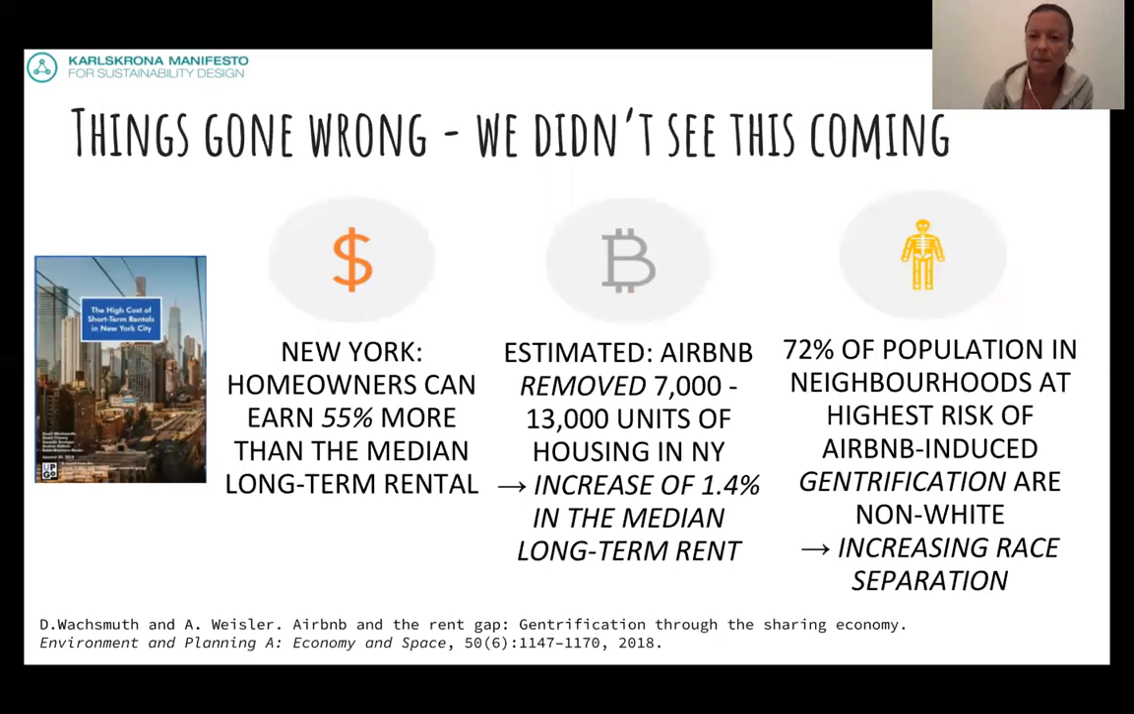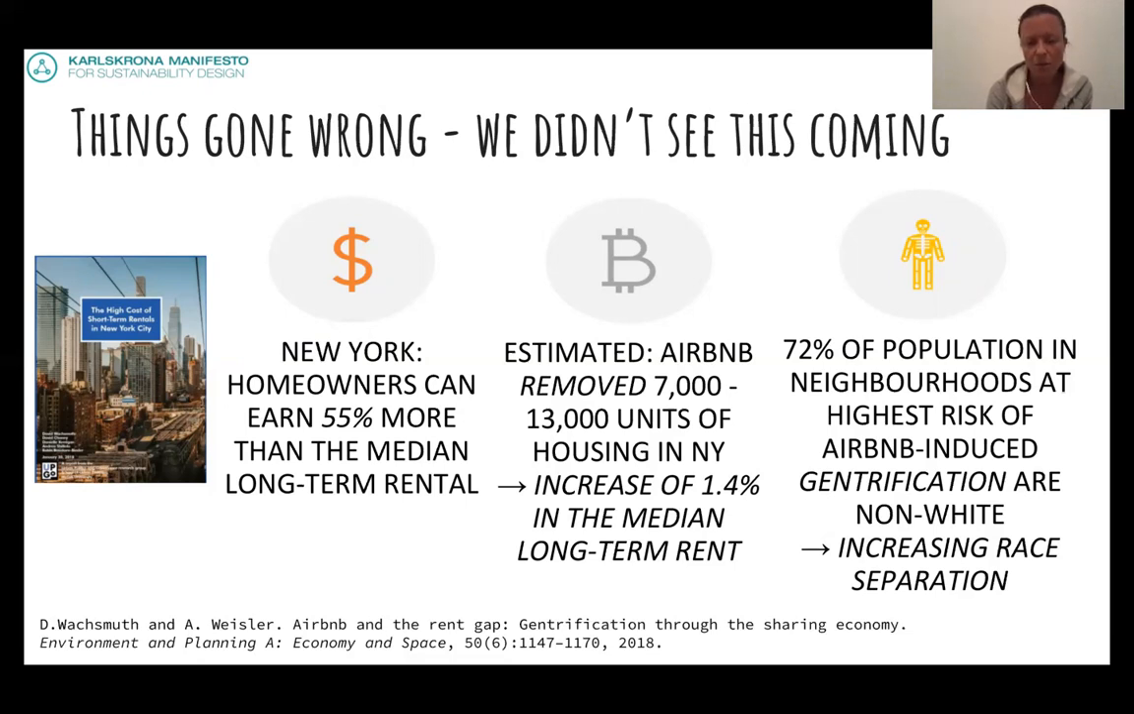However, there were a couple of things that we didn't quite see coming. And New York and Barcelona and a lot of other cities have gotten to feel that a lot. What do we see? In New York, for example, homeowners can earn 55% more than the median long-term rental using Airbnb. Therefore, Airbnb is estimated to have removed 7,000 to 13,000 units of housing in New York, which led to an increase of about 1.4% in the median long-term rent.